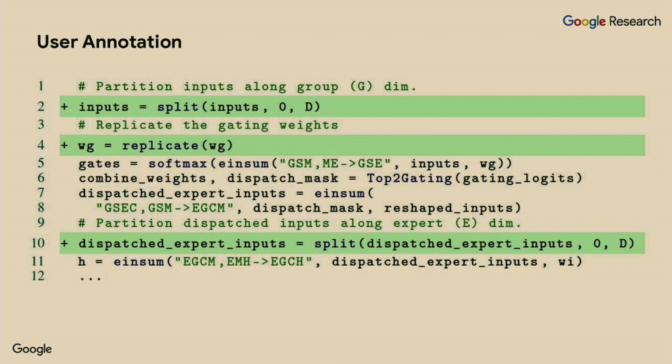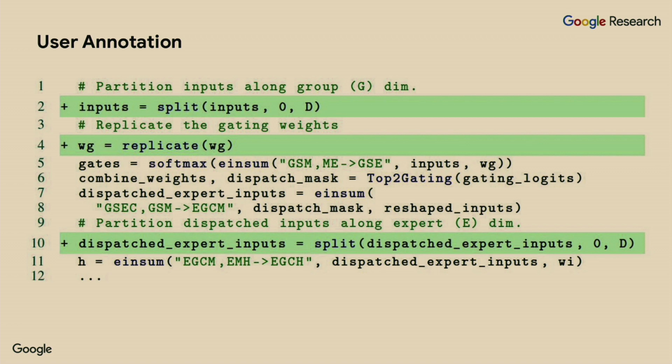Here is the code snippet showing the core of the MoE layer to route inputs to experts. Lines 2, 4, and 10 are lines adding GShard annotations. Split is used on lines 2 and 10; it specifies the intention to shard the respective tensors along the first dimension over D devices. The example here only splits tensors along one dimension for simplicity. GShard also supports splitting tensors along multiple dimensions in more demanding scenarios.